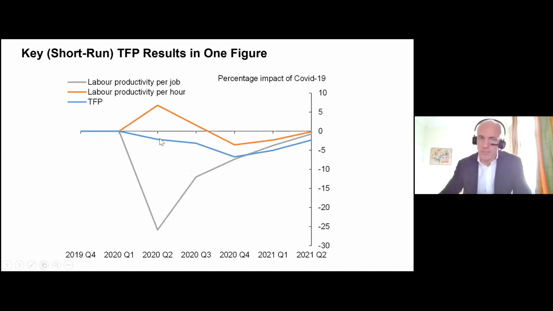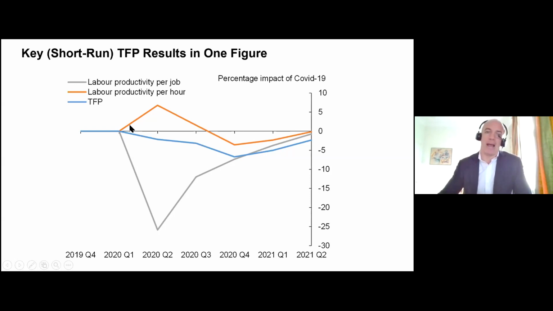And let me give you some of our key results for the UK in one figure. So this is the impact that COVID is going to have on different measures of productivity. In terms of labour productivity per job, we saw a very, very large, unprecedentedly large fall in the middle of this year. And that's because employment in terms of jobs did not fall very much, whereas output did. We're expecting output to continue to recover and labour productivity per job to end up a little bit lower than it was before this all started.